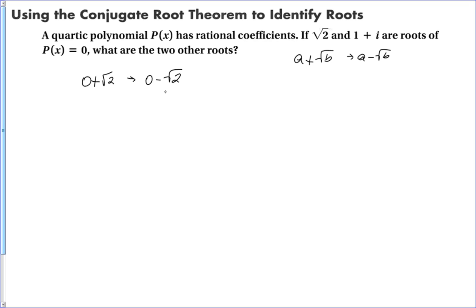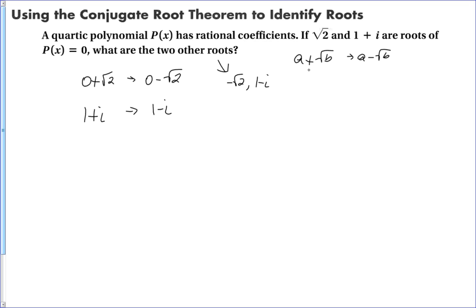That's what the conjugate root theorem says. If a plus the square root of b is a root, then a minus the square root of b is also a root. Here, since this is a positive square root of 2 with no number in front of it, it's simply 0 plus the square root of 2, making our a minus the square root of b 0 minus the square root of 2. And if 1 plus i is a root, then 1 minus i is also a root. So our two other roots are negative the square root of 2 and 1 minus i.